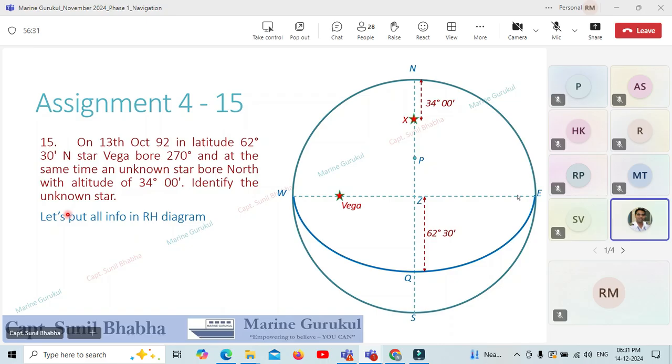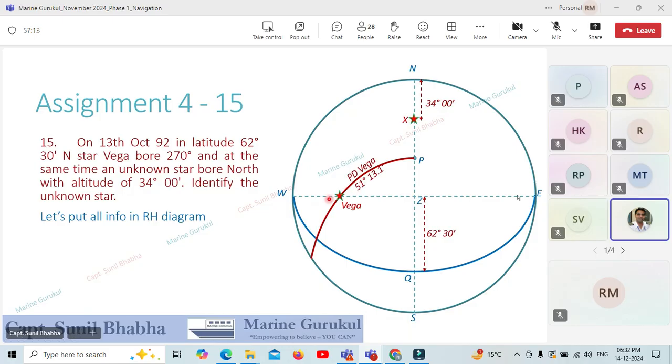Now, what we do next is, I have star Vega in my diagram, and I have the pole and the zenith. So I'm going to draw the celestial meridian of star Vega. Its celestial meridian will originate from the pole and pass through star Vega, extending downwards. So let us show the celestial meridian in the diagram. The maroon color line which you see from P going up to Vega and going further is the celestial meridian of Vega.